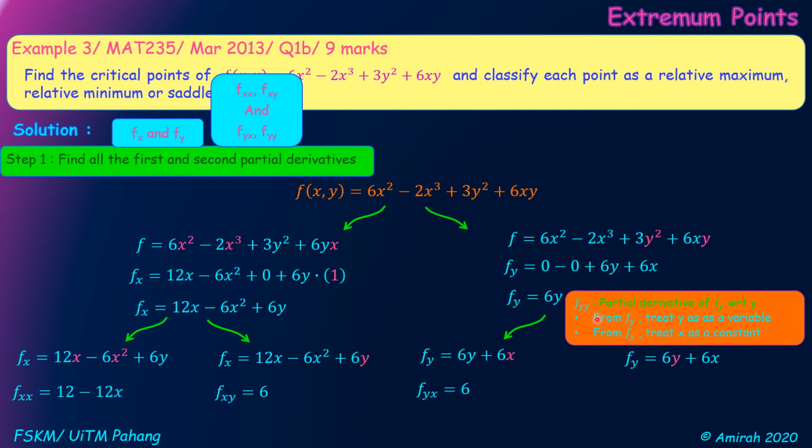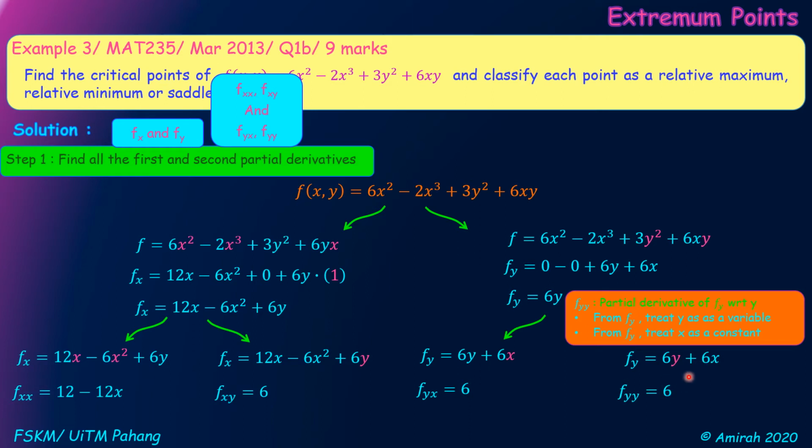Fyy means partial derivative of fy with respect to y. From fy here, we treat y as a variable, and at the same time, we treat x as a constant. Since we treat y as a variable, we can write y in different colors. Alright, to find fyy, we differentiate 6y here. y is a variable, so we get 6 here.